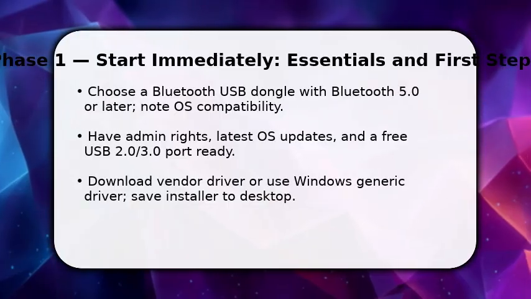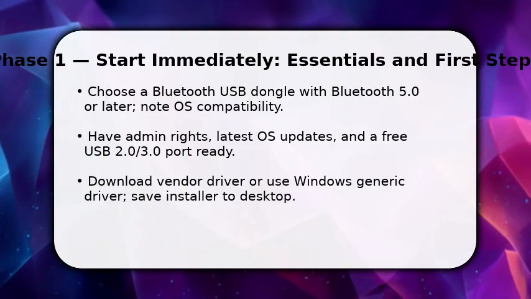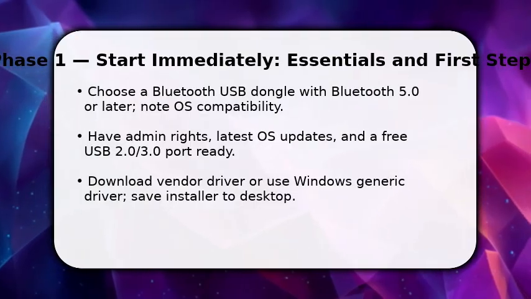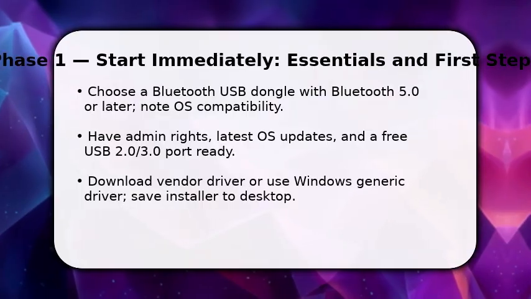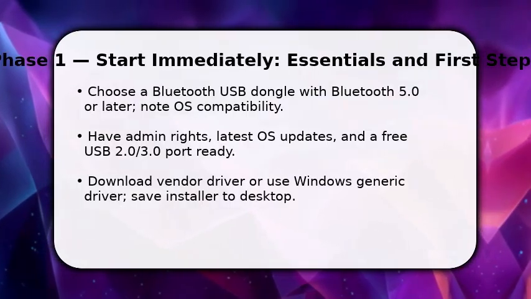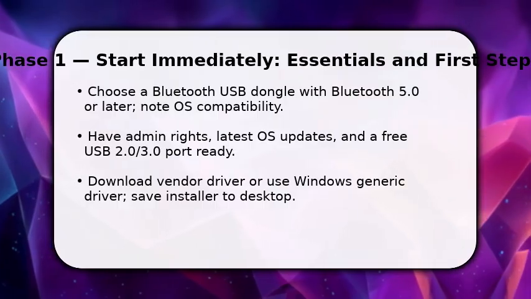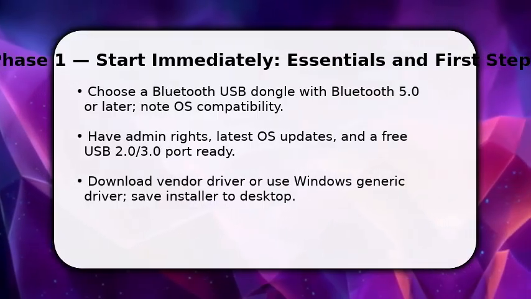You begin by getting a compatible Bluetooth USB dongle and ensuring your PC is updated. You need admin rights and a free USB port. Once done, plug the dongle into a rear USB port to avoid power loss. Make sure the device LED shows activity.